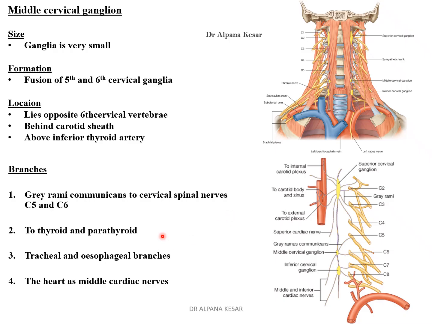Middle cervical ganglia also supplies the thyroid and the parathyroid. It gives tracheal and esophageal branches. It also gives a branch to the heart as the middle cardiac nerve.